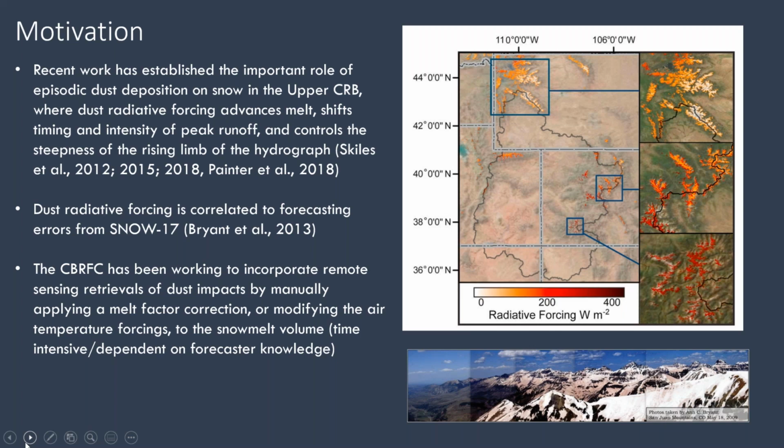So the CBRFC recognizes that dust on snow is important in their watershed, and they have worked to incorporate remote sensing retrievals of dust impacts, but they're doing this by manually modifying the air temperature forcings to the snowmelt volume. So this is really time intensive and dependent on forecaster knowledge of both the watershed and the dust impacts. And we really should be providing a method that doesn't require in-depth forecaster knowledge to adjust those forcings. Next slide.